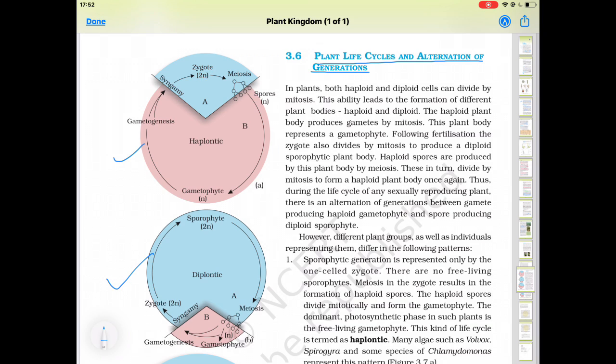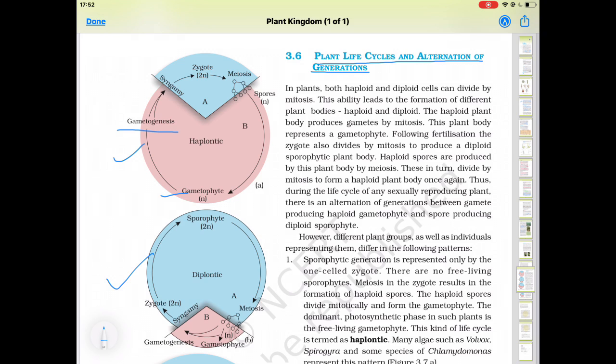The first diagram shows the haplontic life cycle. Haplontic life cycle is mainly shown by the algae. Here the dominant phase is gametophytic, that is, it has n number of chromosomes. The gametophyte produces gametes by mitosis. Because it is n in number, it produces gametes also by mitosis.